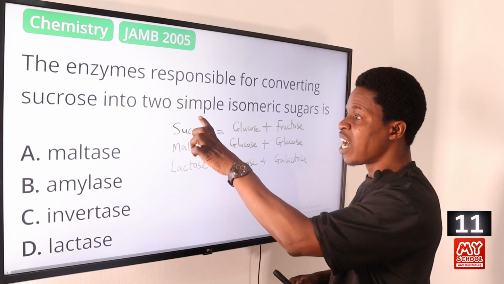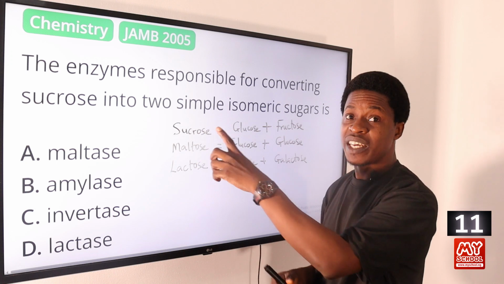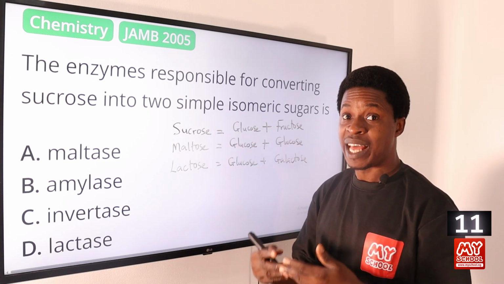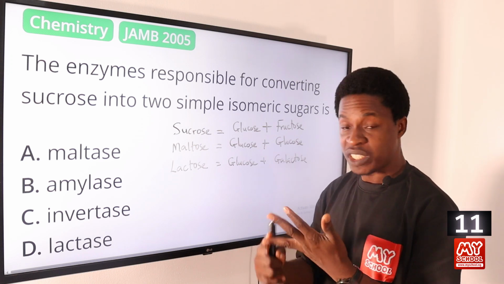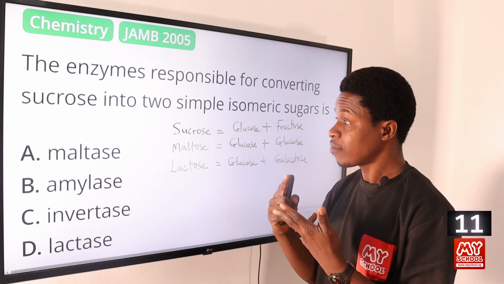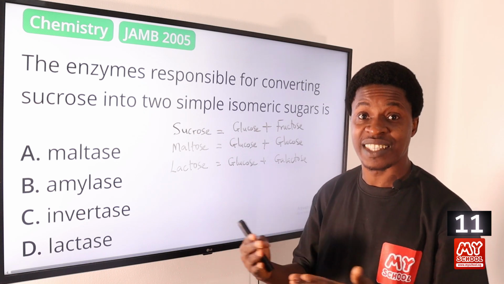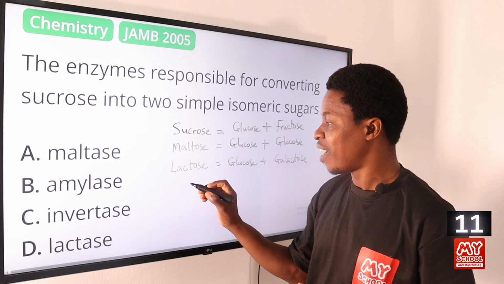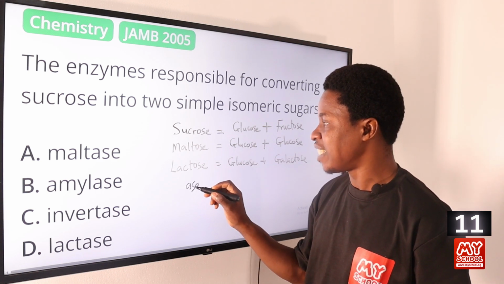But all of these now have enzymes. Enzymes are biocatalysts. Don't forget, they are proteinous in nature, they are specific in reaction, and they are easily denatured. These are the characteristics of enzymes. And usually, how do you know them? They usually end with the name ASE.